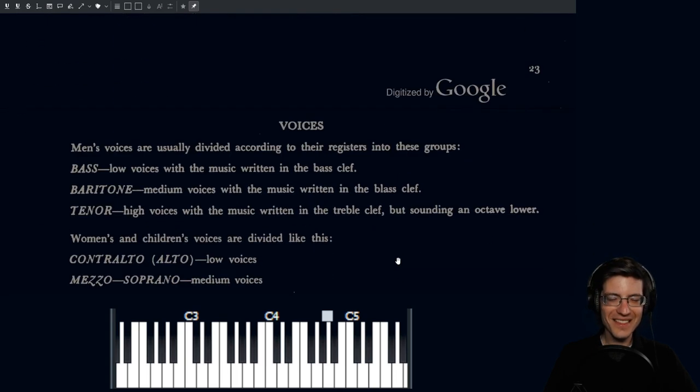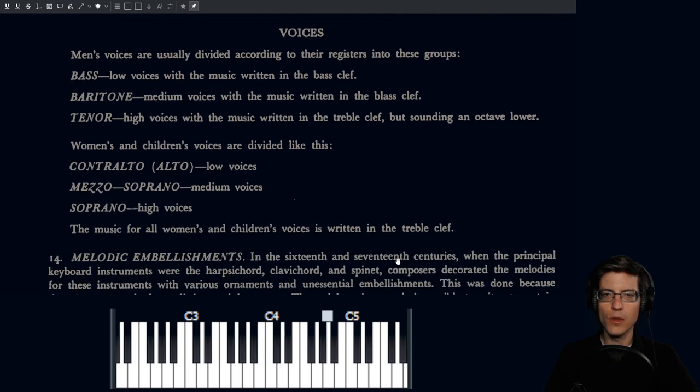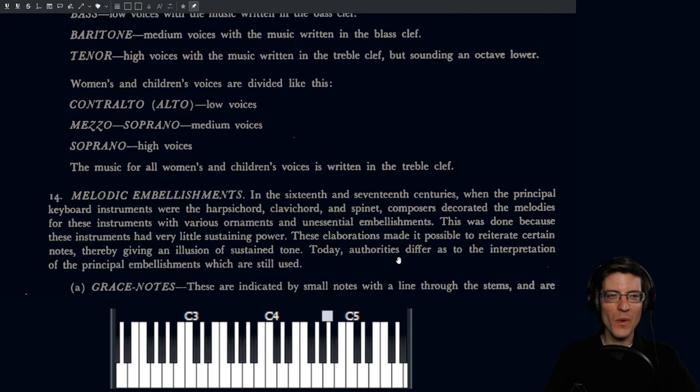Now we're getting into voices. Men's voices are usually divided according to their registers into these groups. Basses, low voices with the music written in the bass clef. Baritone, medium voices with music written in the bass clef. And tenor, high voices with music written in the treble clef, but sounding an octave lower. So tenors, they're a transposing voice, I guess, right? Women's and children's voices are divided like this.